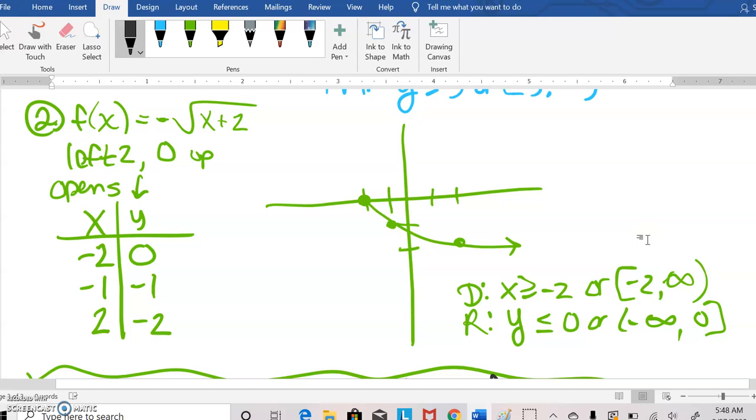Domain, again, we read left to right, negative 2 to infinity. Range, down to up, negative infinity to 0. Be careful not to put 2 here because you're seeing that 2 on the x, but you want the y value in the range, so 0.